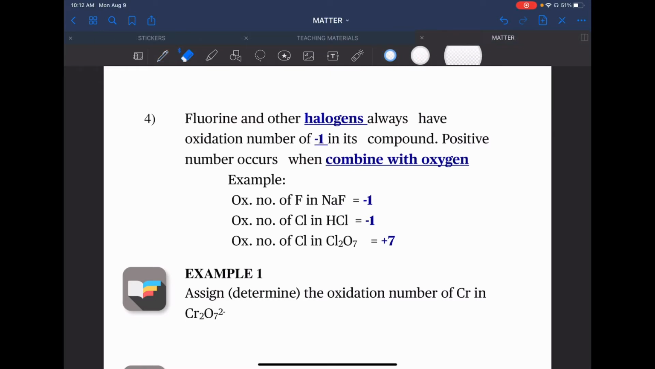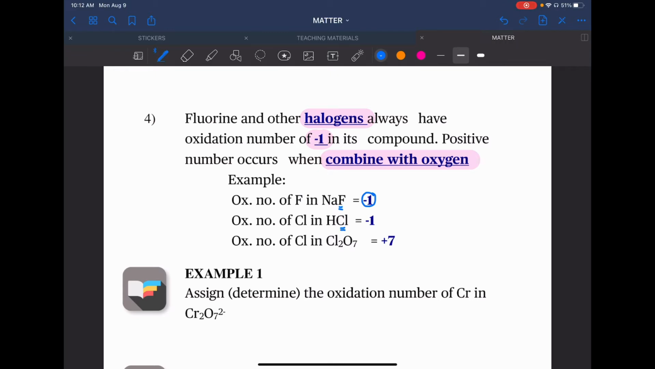Okay, baiklah. Let's have a look at the fourth one. Fluorine and other halogens always have oxidation number of negative 1. Positive number occurs only when halogen combine with oxygen. Okay, so for example, sodium fluoride. So fluorine in sodium fluoride, the charge is negative 1. Okay, the oxidation number is negative 1. Kenapa? Sebab fluorine needs one more electron to achieve stable octet configuration. So same goes to chlorine.